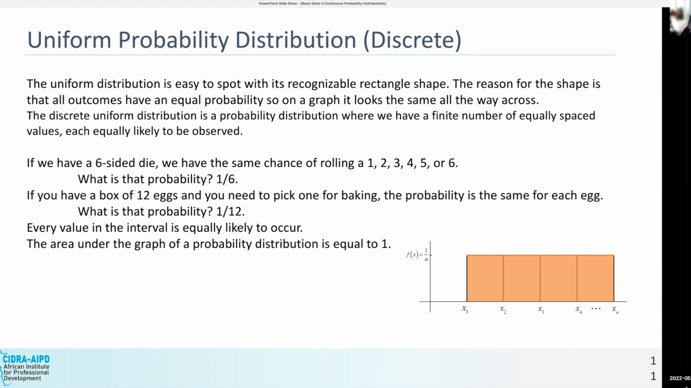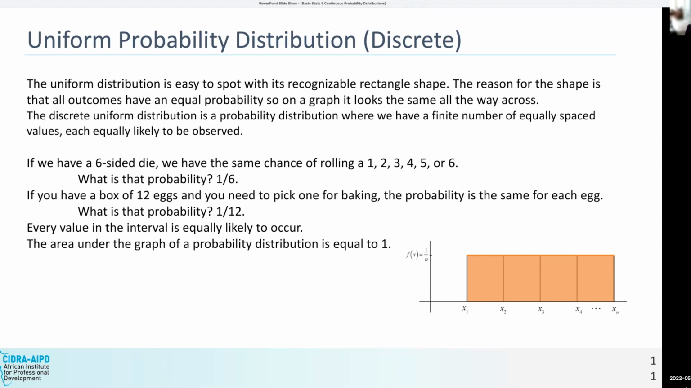For example, if we have a 6-sided die, then we have the same chance of rolling a 1 or a 2 or a 3 or a 4 or a 5 or a 6. And if we were drawing a graph of that, along the x-axis, we're going to write down 1, 2, 3, 4, 5, 6. And the probability is always the same, it's a 6.